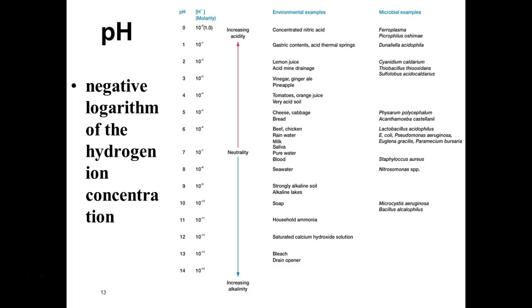7.35 to 7.45 is the safe range of pH for our blood. If you go acidic, I can't remember which one it is. I don't remember if that one's you go to coma or you convulse. Can't remember which way it is.